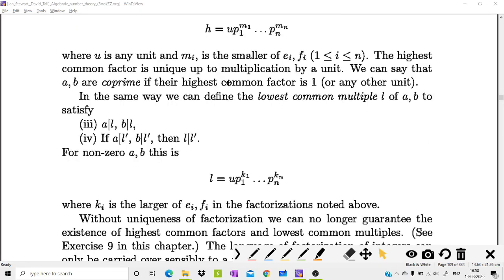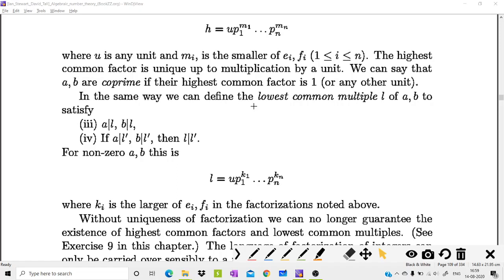Then, if you define this highest common factor, you can define co-prime elements. A and B are co-prime if the HCF of A and B is 1 or any unit. The usual definition is that A and B are said to be co-prime if GCD of A, B is 1. Here GCD means highest common factor or greatest common divisor. That should be 1, or a unit. That is the definition of co-prime elements.